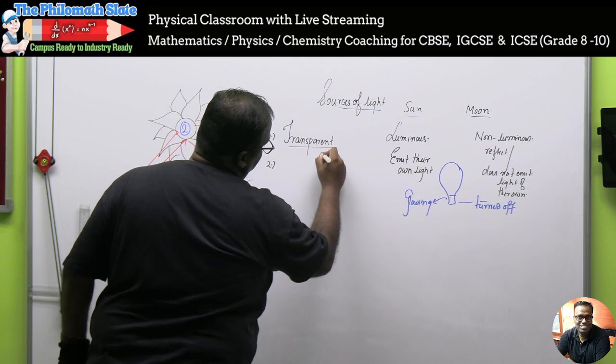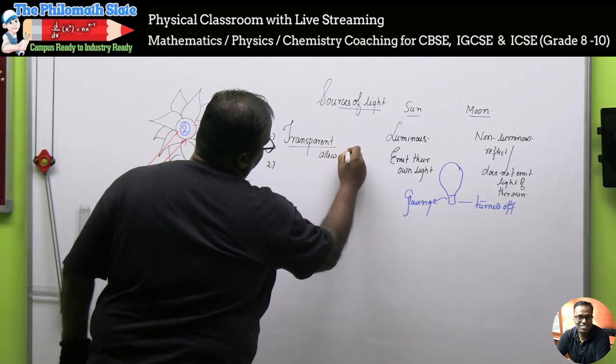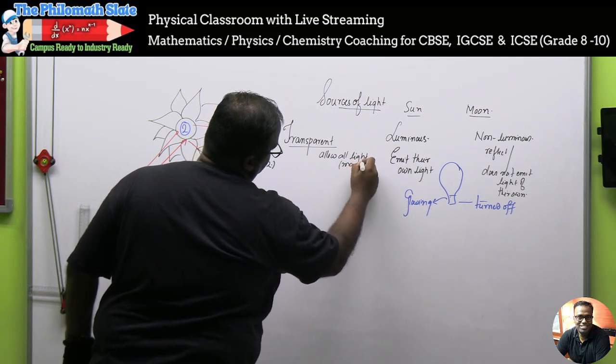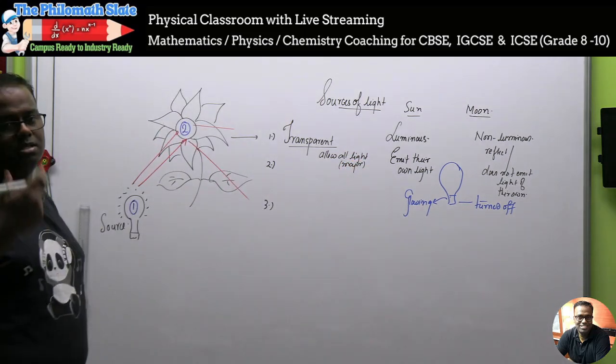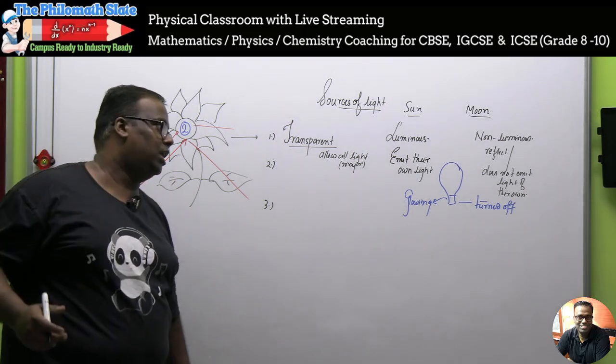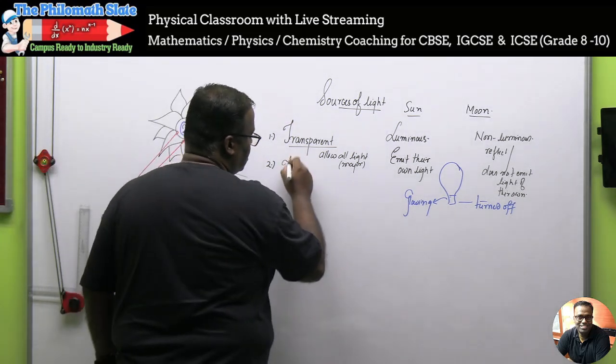Transparent are those objects which allow all light to pass through. All light, मतलब एकदम complete. जैसे the eye lenses, हमारे eye lenses, we want it to be transparent, as clean as possible, so that all light passes through.